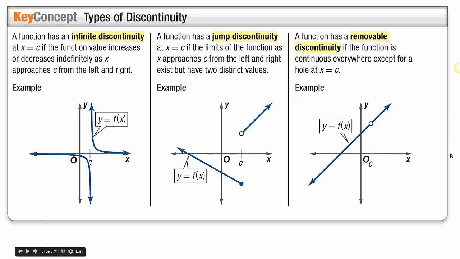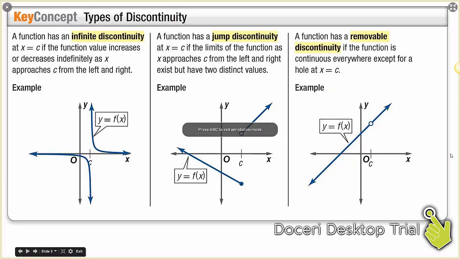The first is infinite discontinuity, and it's infinite discontinuity when you have an asymptote somewhere on your graph. Remember, an asymptote is just an imaginary line that, on both sides of your graph, the graph is getting closer and closer to, but it never crosses it and it never actually touches it. So it's going down to negative infinity on the left-hand side and then up to positive infinity on the right-hand side.